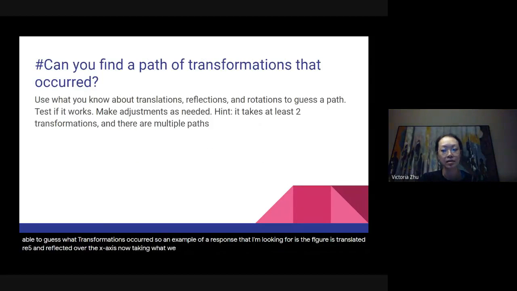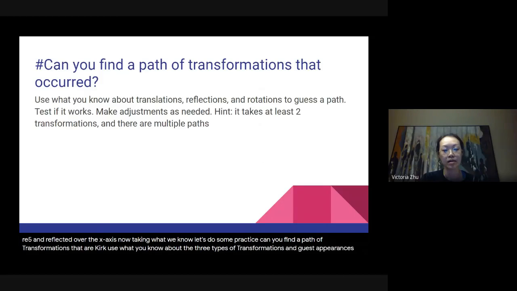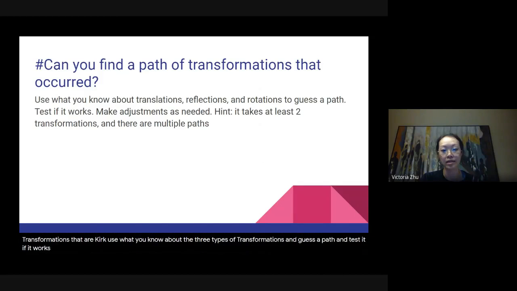Now taking what we know, let's do some practice. Can you find a path of transformations that occurred? Use what you know about the three types of transformations and guess a path, and test if it works. If it doesn't, then make adjustments as you need. For this one, it'll take at least 2 transformations. And remember, there's always multiple paths to take. There isn't one answer.